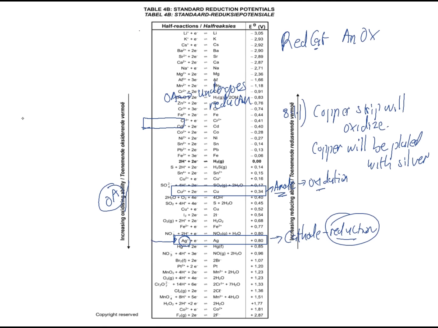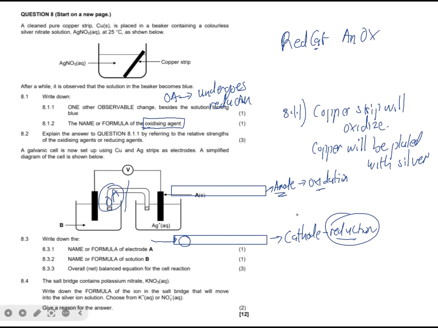So that means what is our oxidizing agent? For the oxidizing agent in 8.1.2, we are going to say the oxidizing agent is the silver ion, right? Remember, they said you can write the name or the formula. So it's the silver ion, or if you prefer to write the formula, it is just Ag plus. Okay, so just like that, you have your 2 marks there.